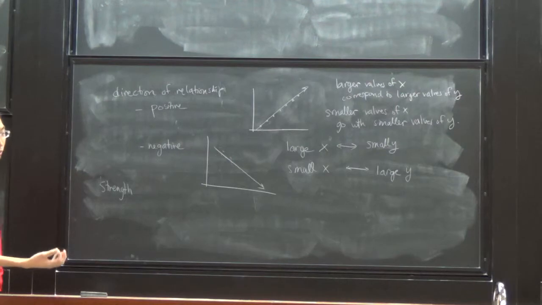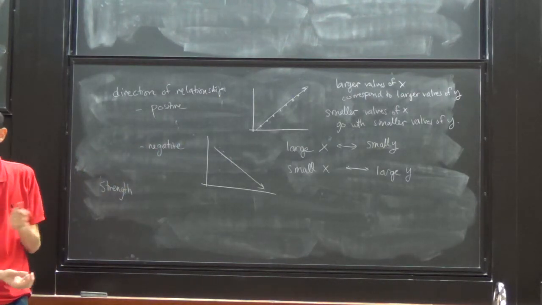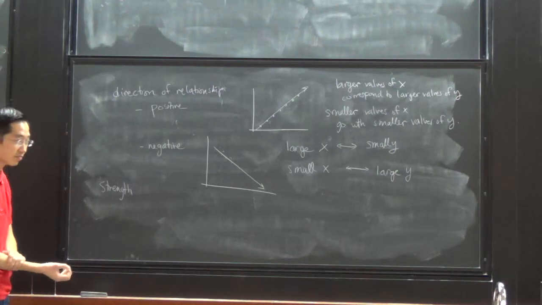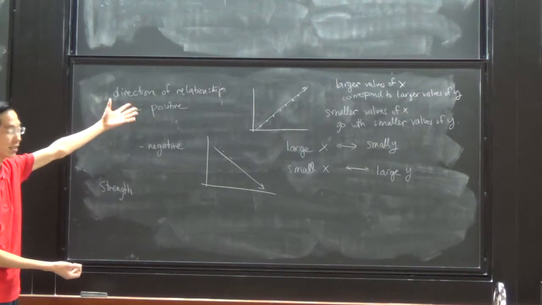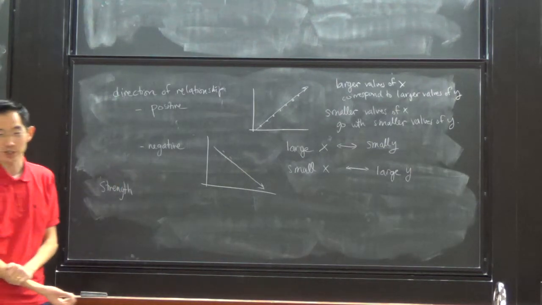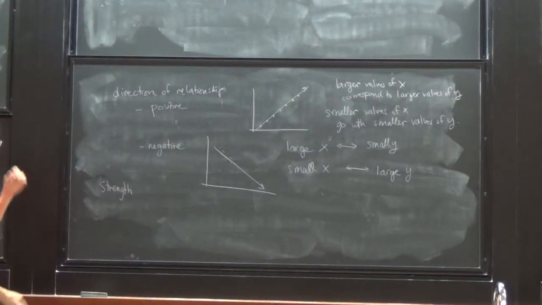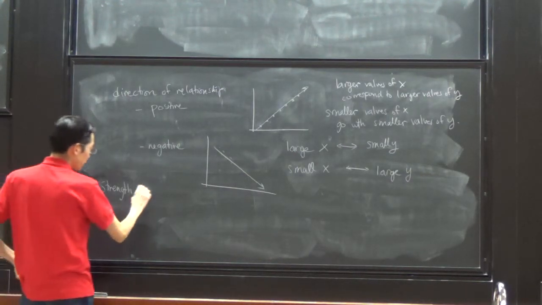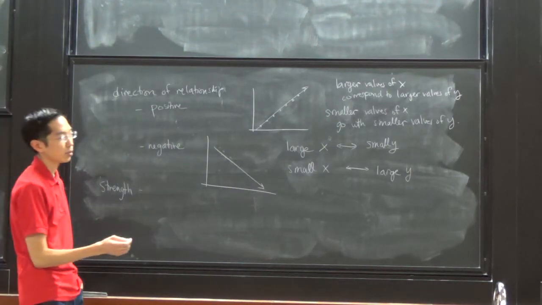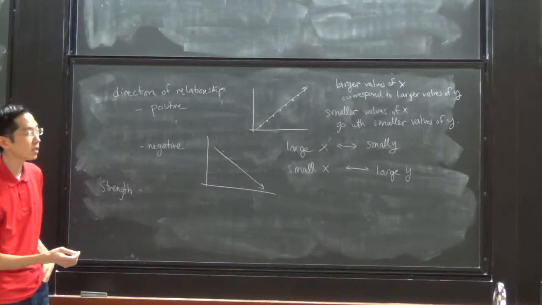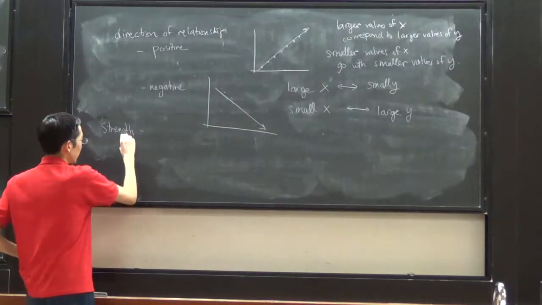Okay. And again, it's important that when we're talking about these things, both variables are numeric. So if one of the variables is not numeric, you're not going to have these positive or negative directions in relationships. Okay, strength. Strength of a relationship is a measure of pretty much how well can we predict one variable based on the other.